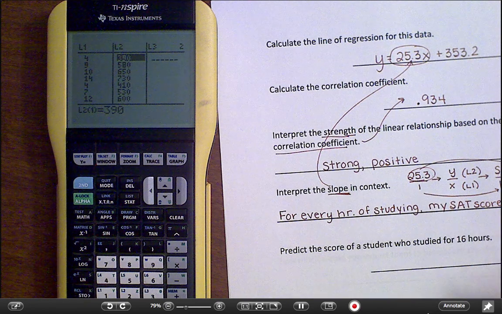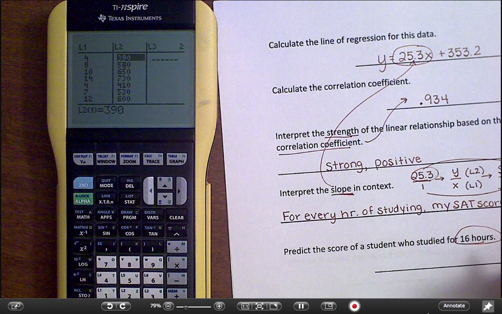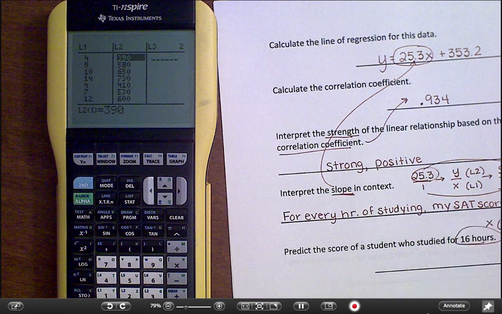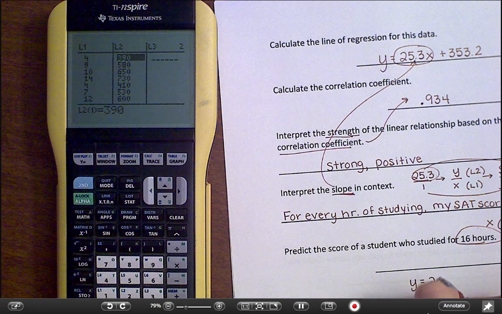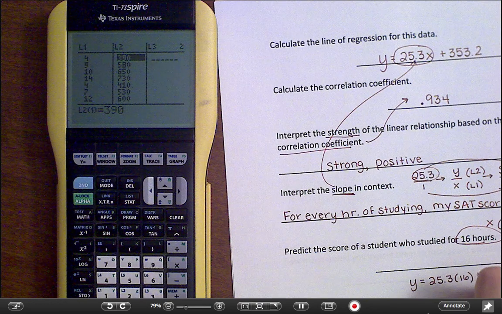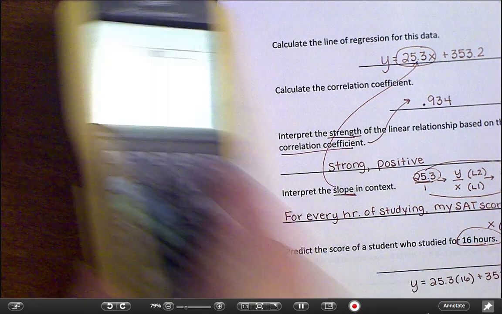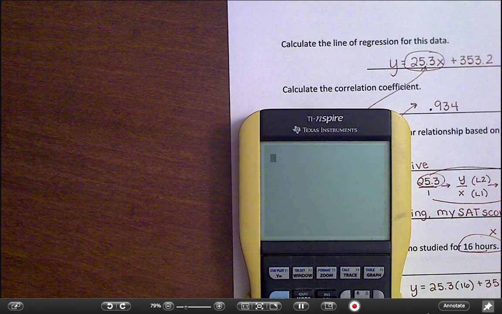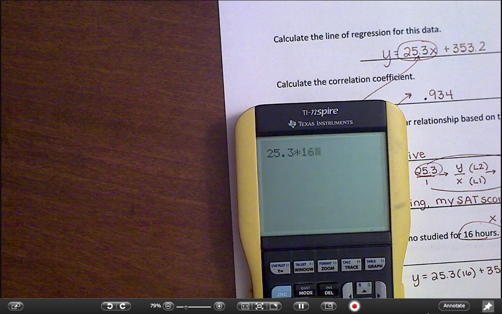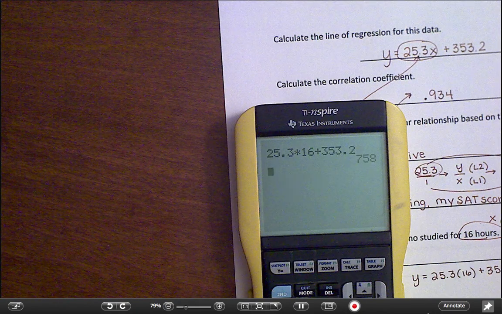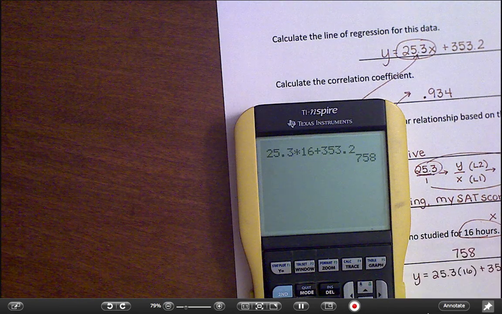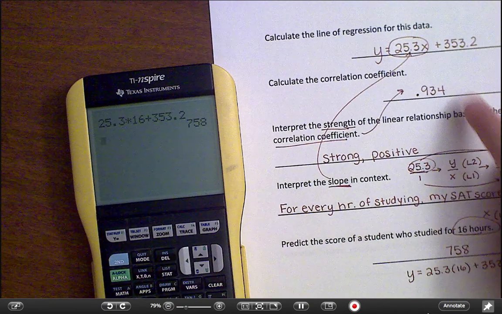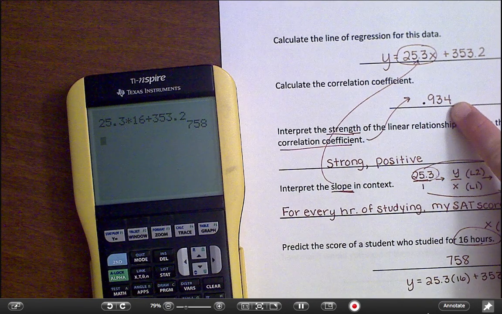Then it says, predict the score of a student who studied for 16 hours. Well, remember, the hours were my x's, my L1. Okay, so I'm going to go back up to my equation here and plug that 16 in for x. So I'm going to say y equals 25.3 times 16 plus 353.2. And to calculate that, I'm going to go back to my regular calculator screen and just type in 25.3 times 16 plus 353.2. And so I would expect my score, if I studied for 16 hours, to be 758. Now, is that a perfect predictor? No, it's not exact. But that correlation is a pretty strong one, which means there's a pretty positive relationship here.